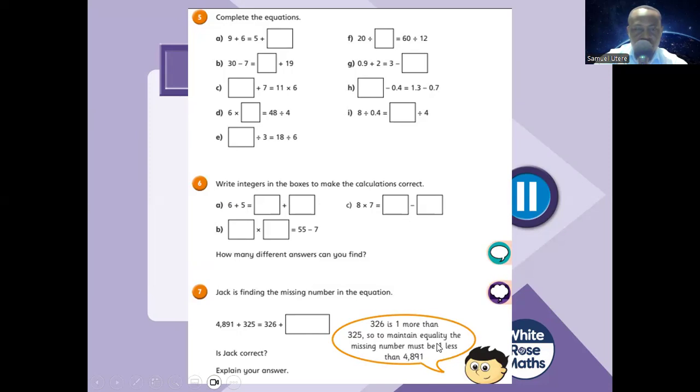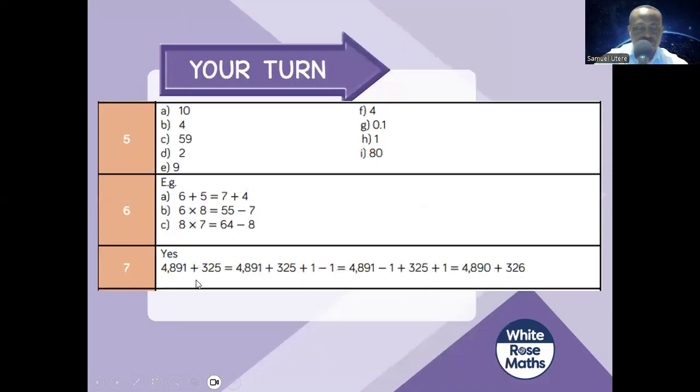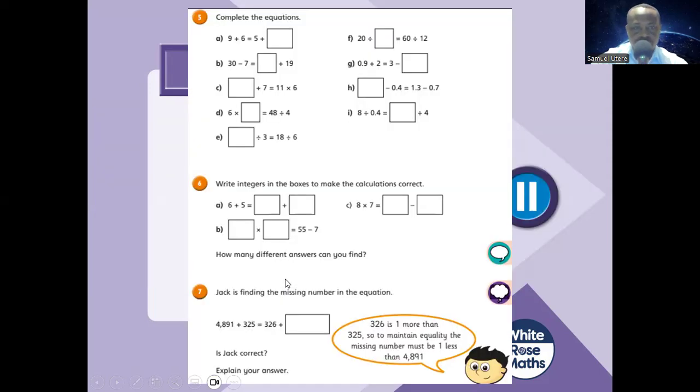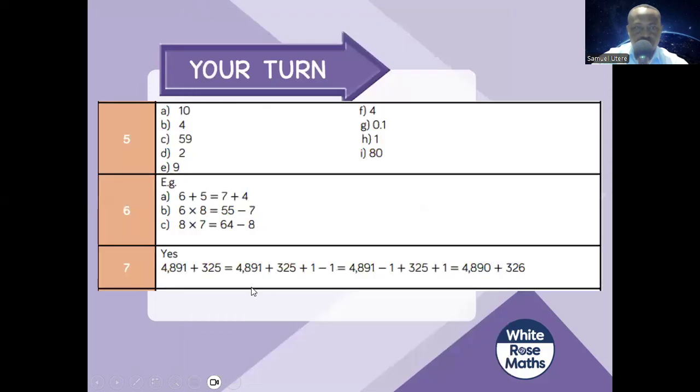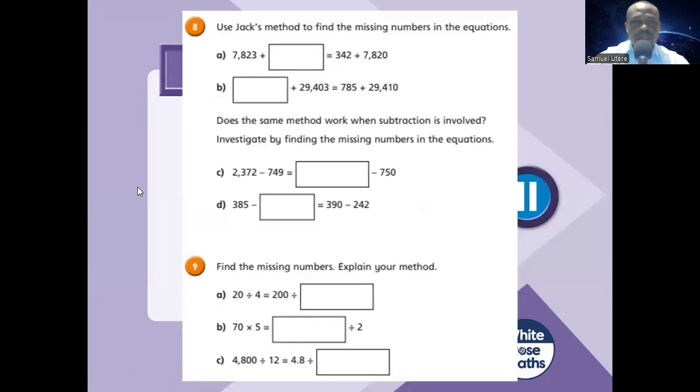Okay. So they're telling you to use that same method to answer. Of course Jack is correct because this is the same. So if this calculation, you see the answer there. 326, which is one more. So this can be written like this. So this becomes 4390. Because remember it was 326, so that has to be one less than that one. Okay. So they're asking you to use the method to answer this.